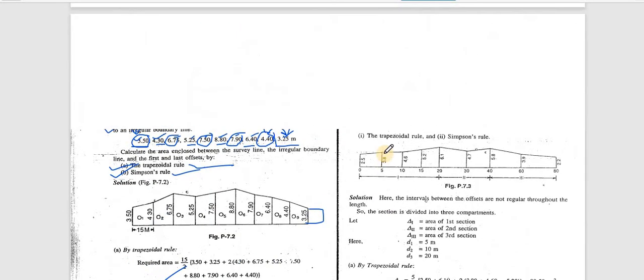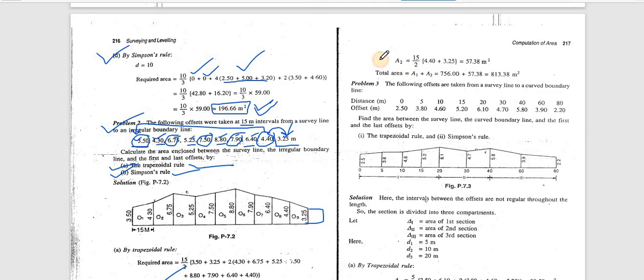by your trapezoidal rule. So the last one will be what? Common distance by 2, divided by first ordinate, multiplied by first ordinate and last ordinate. The first is 4.1, 4.40, and the last one is 3.25. So the value is coming out to be 57.38 meter square.